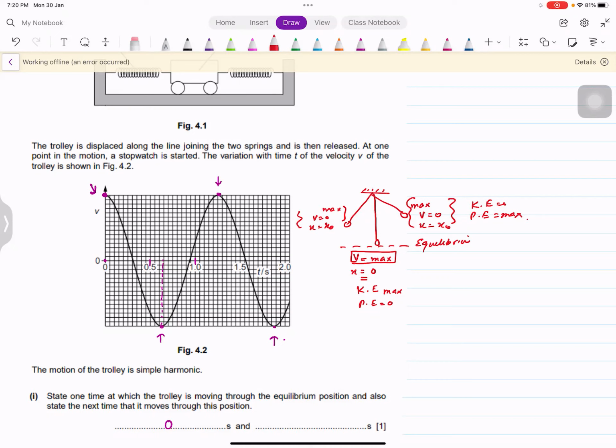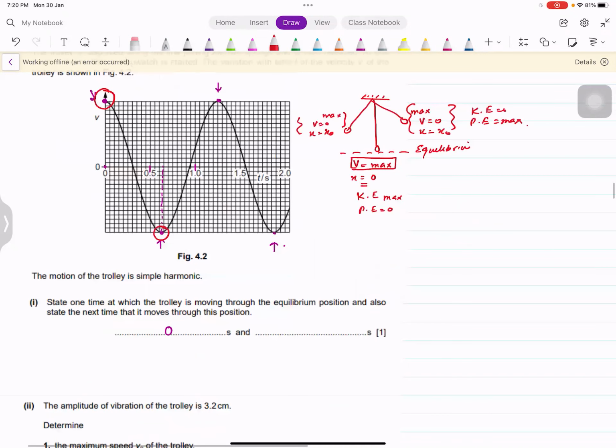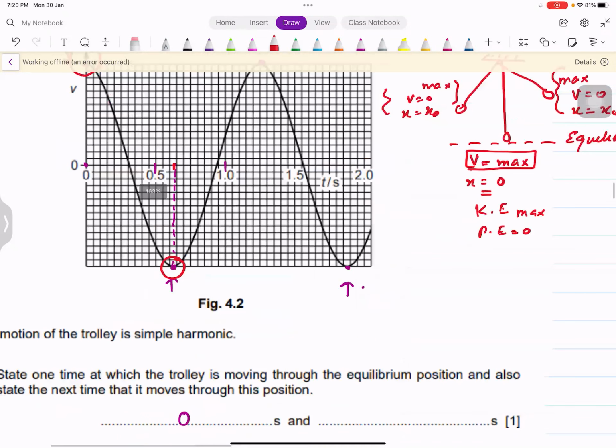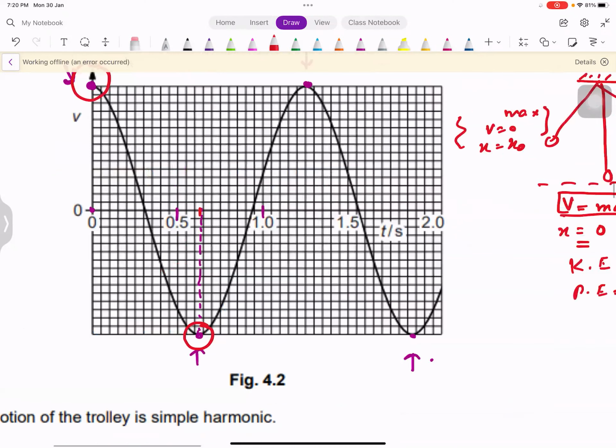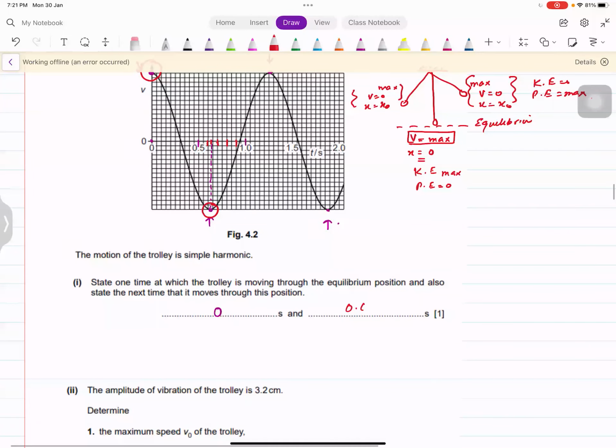Now, let's look at this. At this point, the velocity is maximum in magnitude, right? So then we have to mark this point, and if I see this 0.5, 0.6, 0.7, 0.8, 0.9, right? So this would be 0.6, 0.65, like that. Is that clear? Okay.